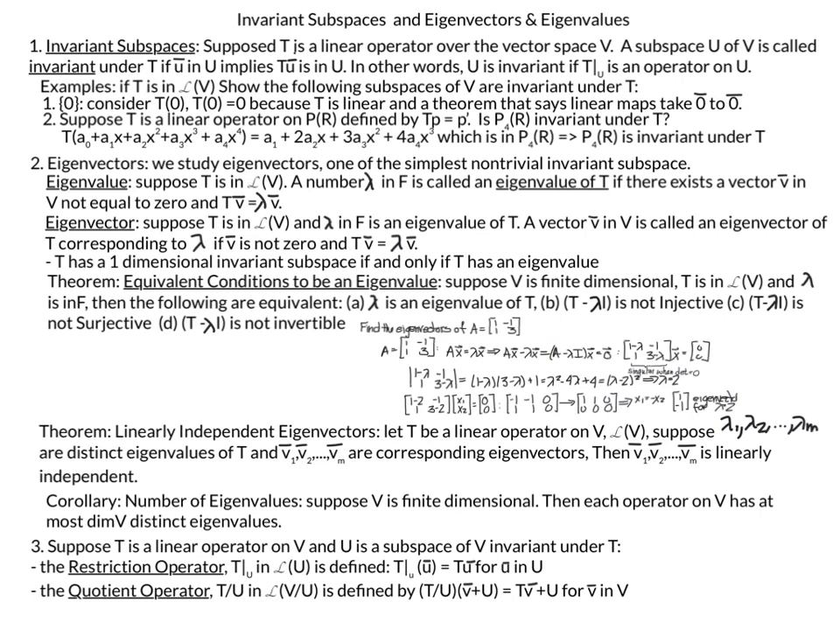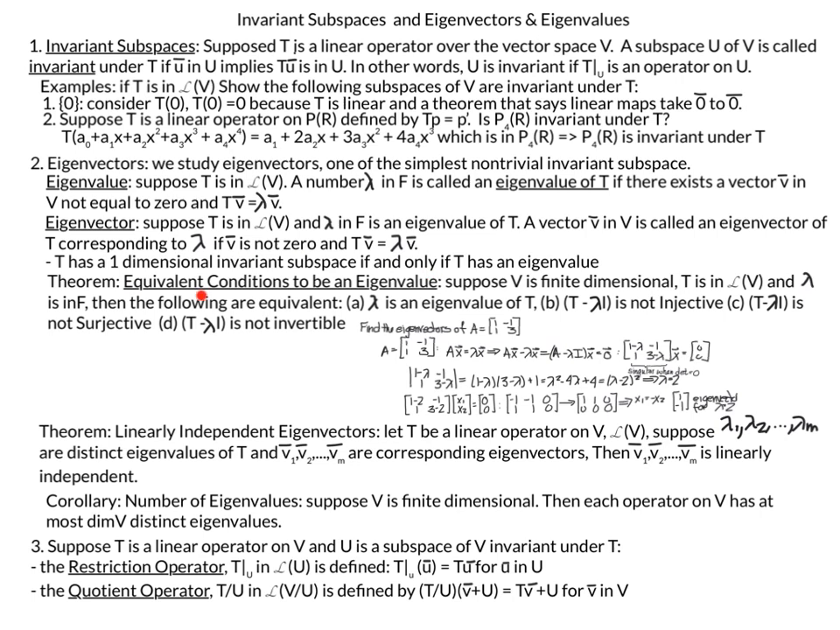We went on to one of the simplest non-trivial invariant subspaces. They involve eigenvectors and eigenvalues. So an eigenvalue: suppose T is a linear operator on V, a number lambda in F is called an eigenvalue of T if there exists a vector, the eigenvector, in V not equal to 0, such that T of v equals lambda v. And we also defined the corresponding eigenvector.